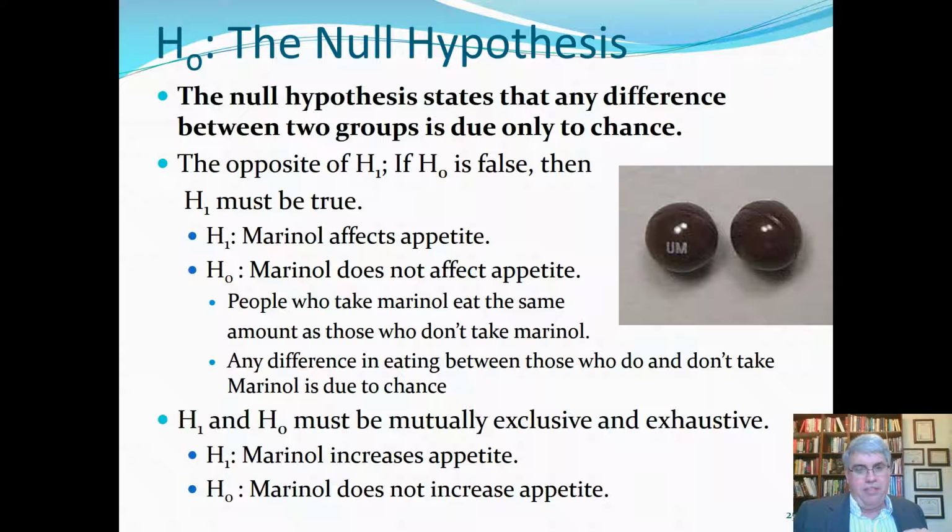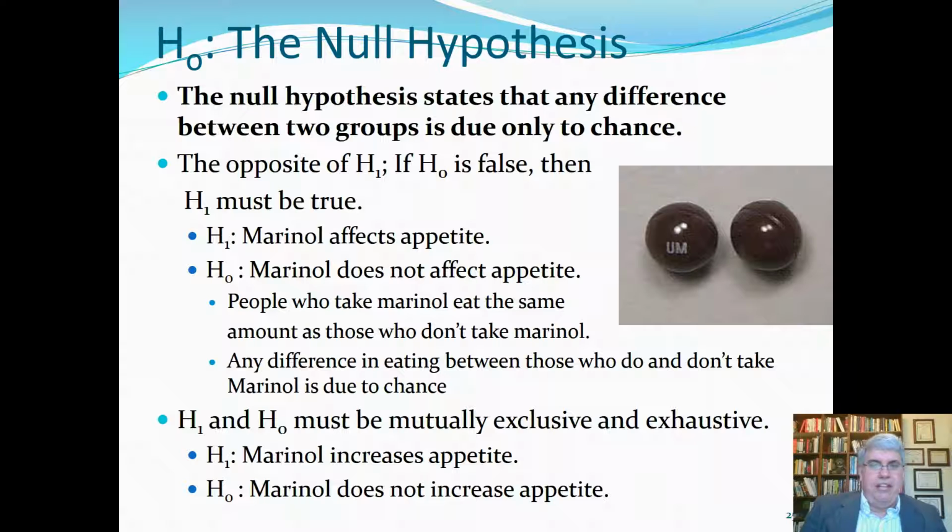If the null hypothesis is false, then the main hypothesis must be true. For example, our main hypothesis is Marinol affects appetite. Our null hypothesis is Marinol does not affect appetite. So that means one or the other has to be true. Marinol does not affect appetite, our null hypothesis, means that people who take Marinol eat the same amount as those who don't take Marinol, and that any difference between them is just due to chance. It's not due to the Marinol they've taken.